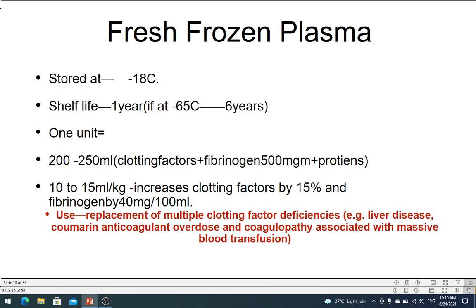Then when you give massive blood transfusion, the problem is they tend to develop what is called DIC. So again, coagulopathy, so again you can use fresh frozen plasma. So fresh frozen plasma is a very valuable resource, especially in a situation where there is deficiency of multiple clotting factors.